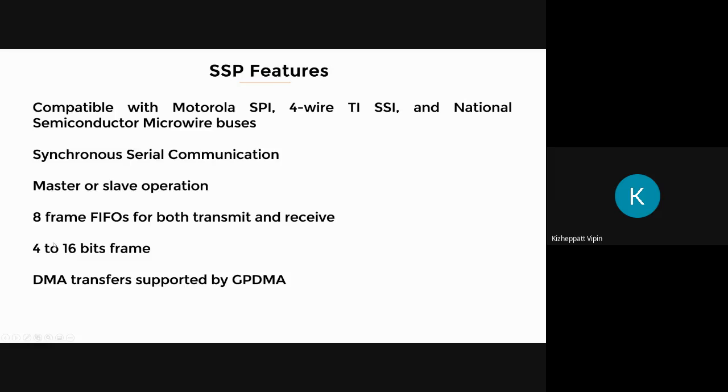That is one difference. Another difference: for SPI, does anyone remember what frame size is supported? How much data can you transfer per frame? Okay, it was 8 to 16. The minimum is 8, but it can go up to 16. Here it is 4 to 16, so a little more flexibility. You can have as small as 4 also.